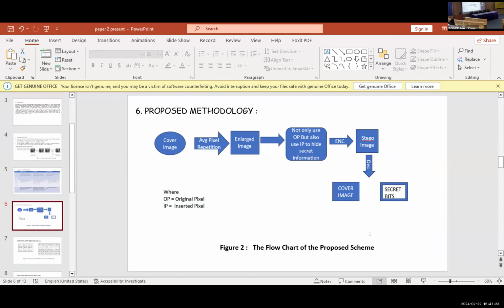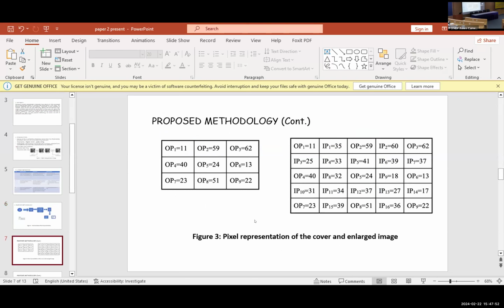This is my proposed methodology. First, we take the cover image, then we enlarge the image by using average pixel repetition. Then we hide the data, not only in the original pixels, but we are also hiding the data in the inserted pixels. After hiding the data, the image becomes the stego image. Then we transfer this stego image to the receiver. At the receiver side, the receiver decodes the stego image into the cover image and the secret bits. Here, this is the original image block having size 3x3, and it gets enlarged.